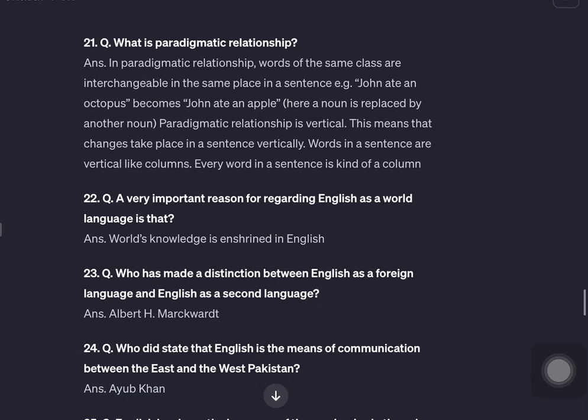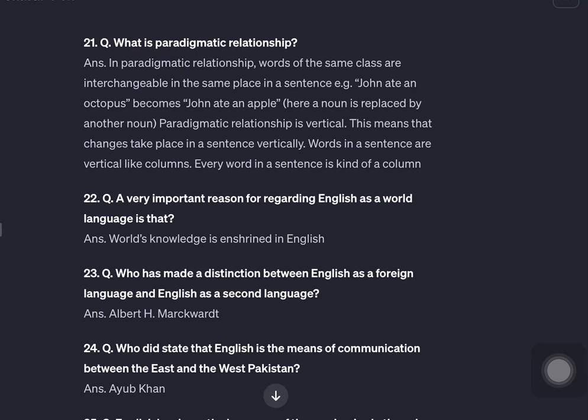21. Q. What is paradigmatic relationship? Ans. In paradigmatic relationship, words of the same class are interchangeable in the same place in a sentence, e.g., John ate an octopus becomes, John ate an apple. Here a noun is replaced by another noun. Paradigmatic relationship is vertical. This means that changes take place in a sentence vertically. Words in a sentence are vertical like columns. Every word in a sentence is kind of a column.